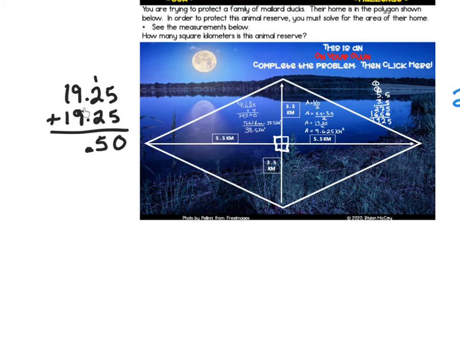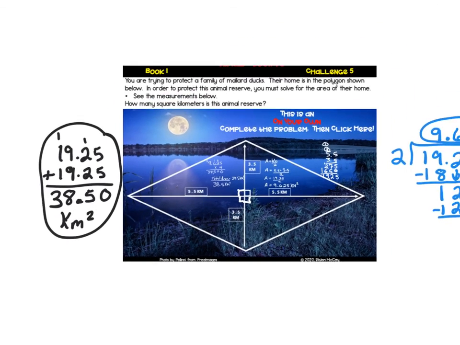And then I got 9 plus 9, which is 18. So I'm going to drop my 8 and carry my 1. And then I got 3 ones. That's pretty simple. That's going to give me 3. And that is kilometers squared. And as you see, this right here agrees with what we have written over here of 38.5 kilometers squared. So either way you solved it is fine.